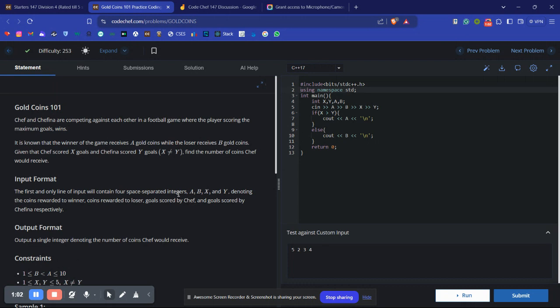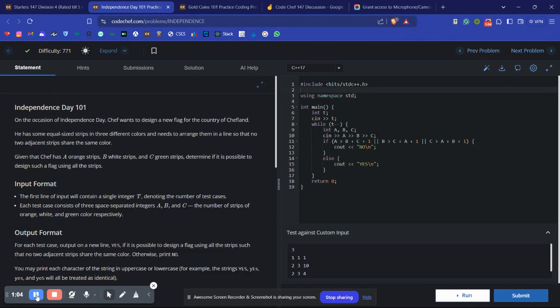Let us move forward to the next question. The second question is Independence Day. In this question, we have three colors: orange, white, and green, which are denoted by A, B, C respectively. We have to arrange the strips in such an order that no two adjacent strips share the same color.